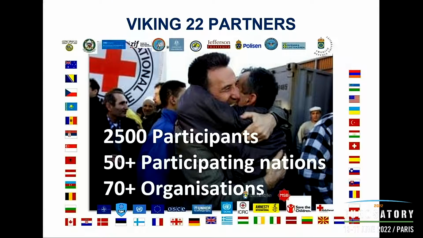So there are nearly 2,500 participants, people from 50 participating nations, and we have 70 organizations, both non-governmental and governmental organizations. And you see lots of the symbols around this that show the parties that are in the exercise. And this is a really special one.